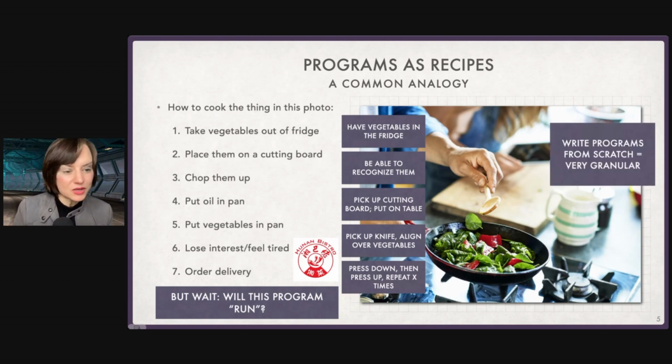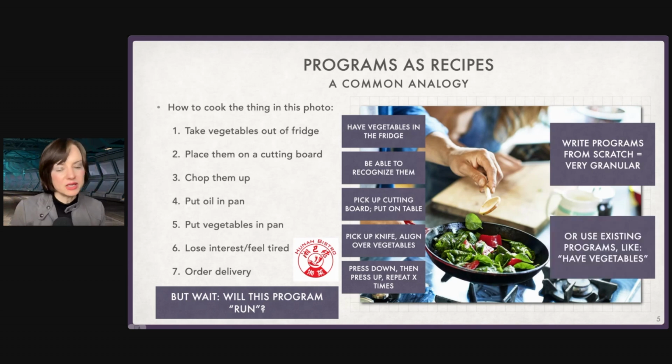So programs written from complete scratch, which we'll learn how to do, is the most granular. You cannot skip, take a step with your left foot, take a step with your right foot, turn and face the counter, and so on. But we could use existing programs like have vegetables, and then we'll just have them. And basically that just means importing someone else's code so we don't have to rewrite it all ourselves. And we'll be doing a lot of both, really.